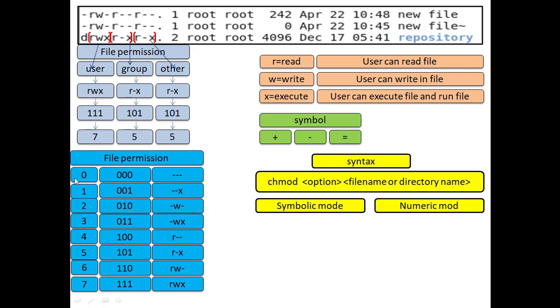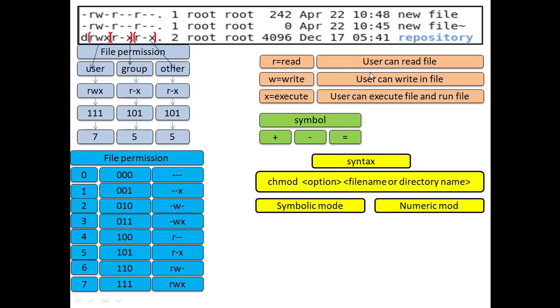Below you can see 0 1 2 3 4 5 6 7. 0 means no permission, 1 means execute permission, 2 means write permission, 3 means write and execute permission, 4 means read permission, 5 means read and execute permission, 6 means read and write permission, and 7 means read, write and execute permission. These are all the permissions.